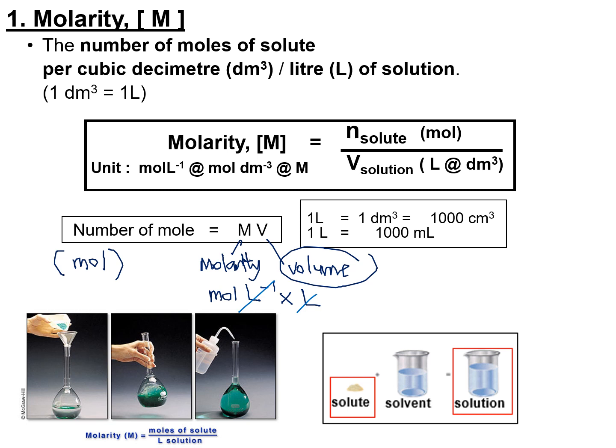So, make sure untuk mencari number of mole for a solution, you boleh guna equation number of mole is equals to M kalikan dengan V. Sebab M besar ni adalah molarity, unit dia adalah mole per liter, kalikan dengan volume. So, volume pun kenalah unit liter. Ini nak cari number of mole of solution.